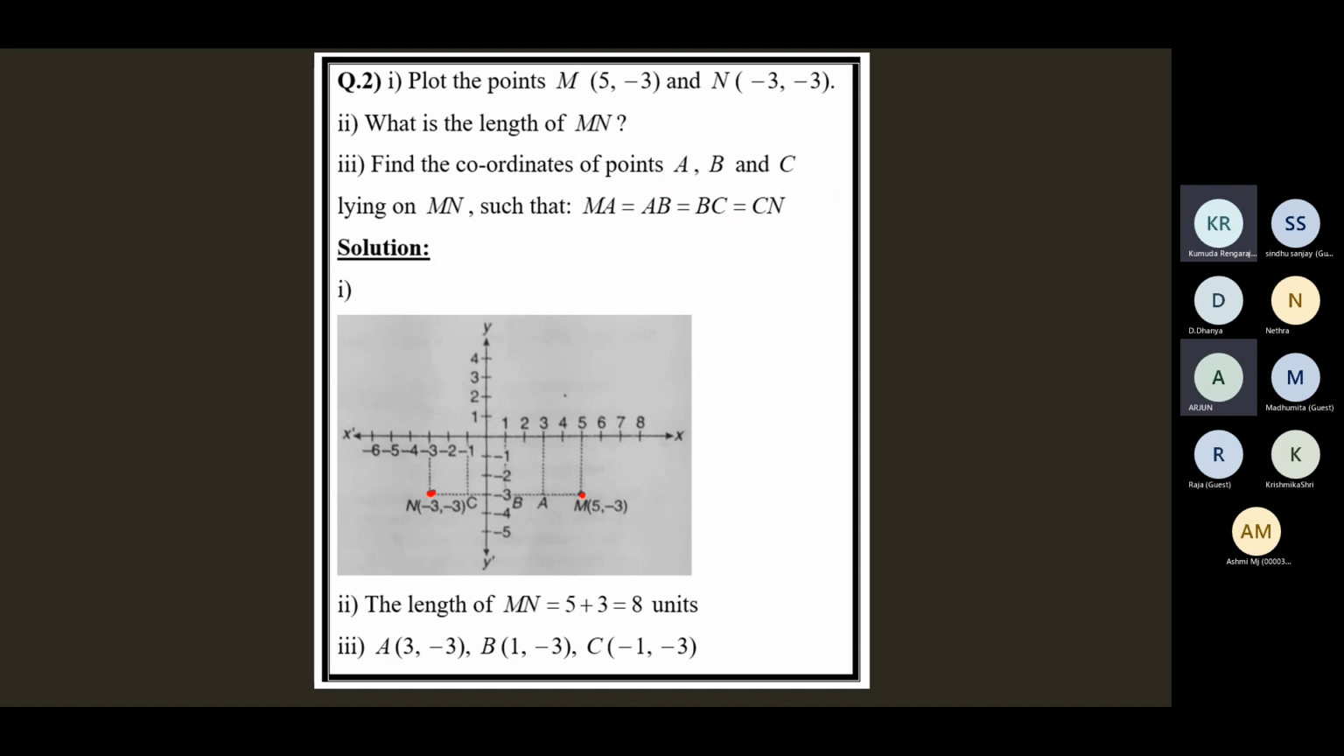Then what is the length of MN? The length of MN. So how much is MN? How much is it from here to here? 5 units. And how much is it from here to here? 3 units. So 5 plus 3, 8 units. Yes or no, children? See here, this line segment MN. Count the number, that's nothing but this. Count the spaces: 1, 2, 3, 4, 5, 6, 7, 8.